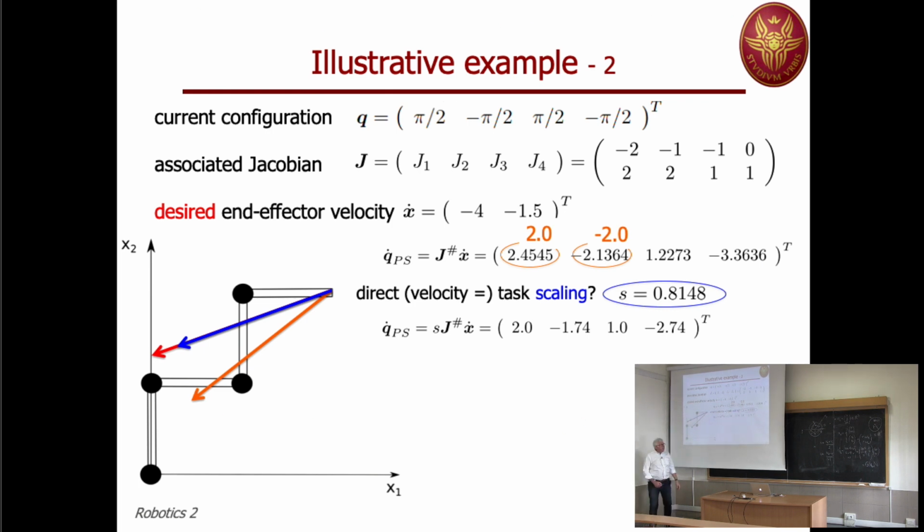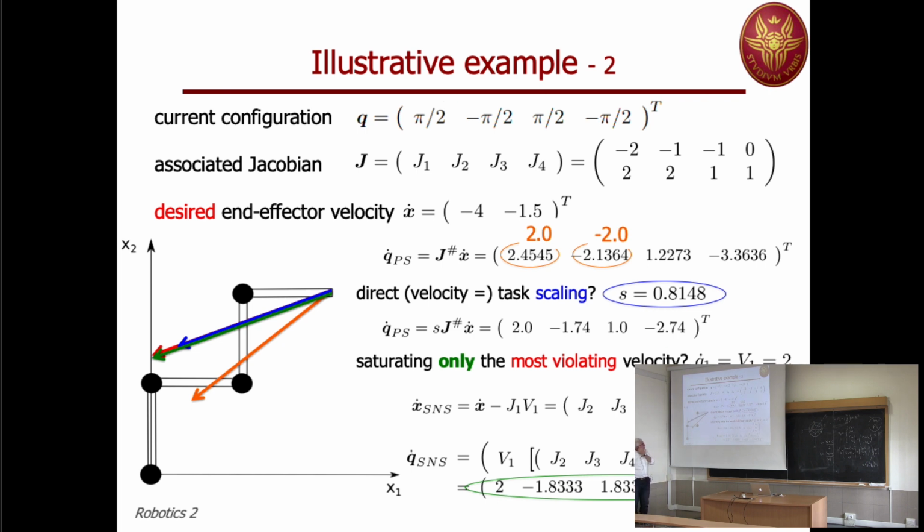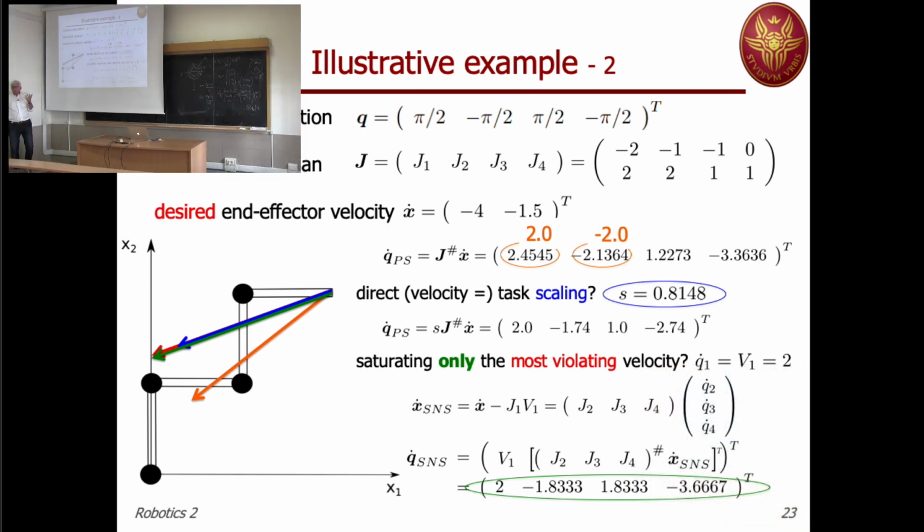Instead, the SNS method does the following. There are two joints which are overdriven, joint 1 and joint 2. It takes the most violating velocity with respect to its limit. So the joint 1 is 2.45 over 2. Joint 2 is minus 2.13 over minus 2. So indeed, the saturation is more critical for joint 1. So we bring joint 1 to its saturated value, the closest, in this case, the positive value, V1 equal 2.